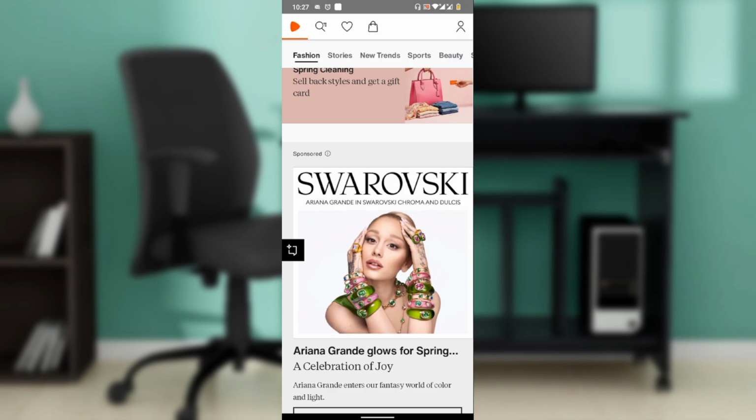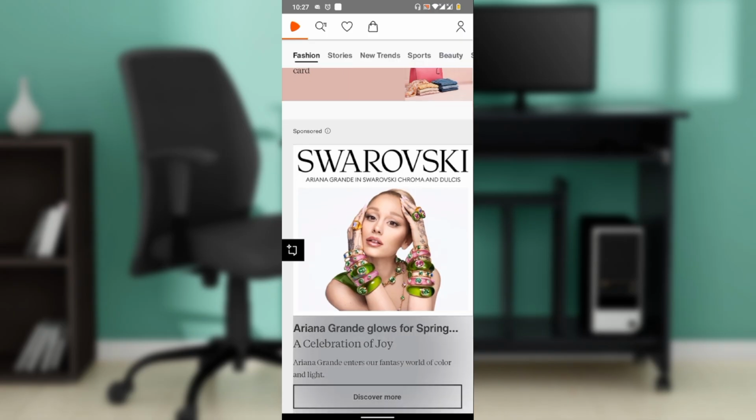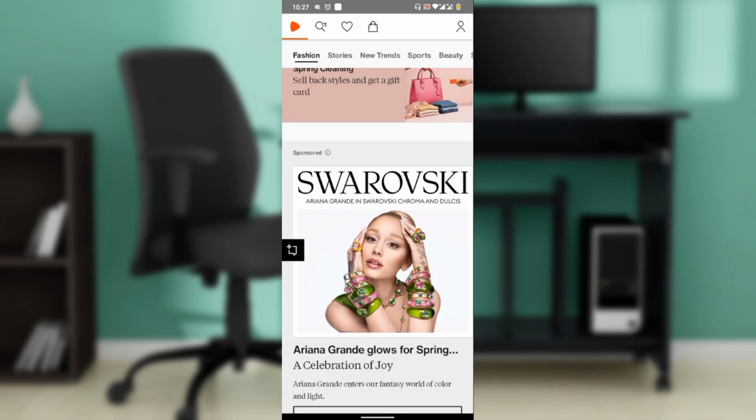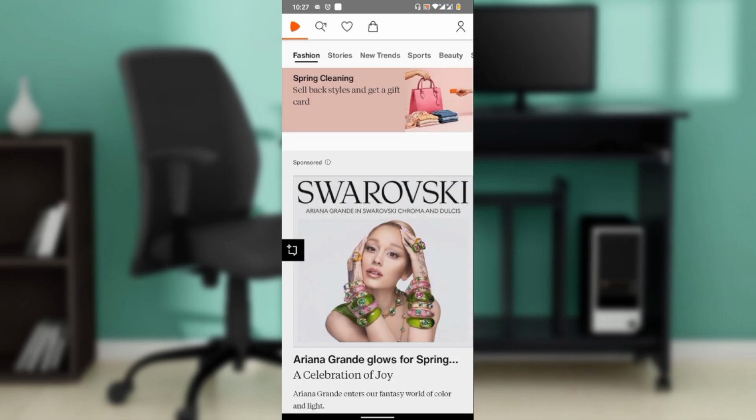So the second step is to apply to the Zalando partner program. So visit the Zalando partner portal. Just go to partner.zalando.com and fill out the application form. Then include details about your business, product categories, and content information.